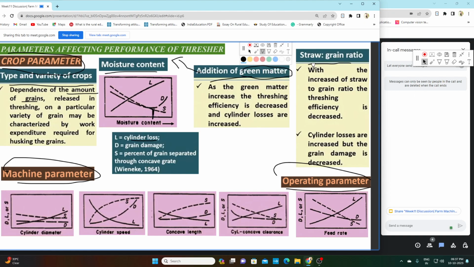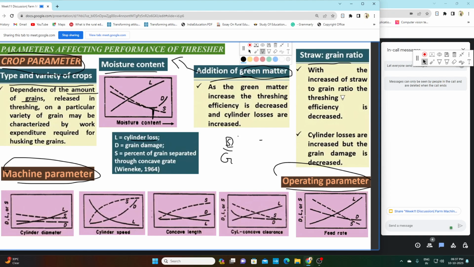And last is straw to grain ratio. With the increase of straw to grain ratio, threshing efficiency decreases. Basically, straw is the green part, and grain is generally the less green part, the brown type of part. So grain has less moisture content, and straw has more moisture content. Whenever we are increasing the straw to grain ratio, that means we are increasing the green matter, or we can say we are increasing the moisture content.